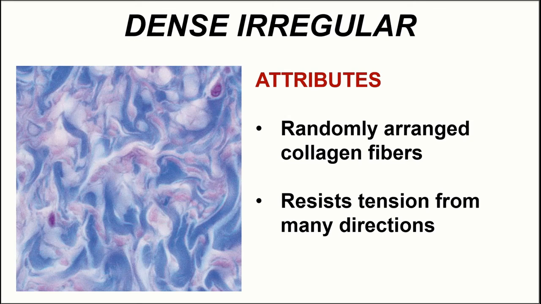Now, the main attributes of dense irregular connective tissue are that the primary fiber type is collagen, just like we saw in dense regular connective tissue. But these collagen fibers have a more random arrangement, which is why we give the name irregular to this tissue, because these collagen fibers are arranged more randomly. Now, the benefit of this random arrangement is that the tissue resists tension or pulling forces from many different directions because of the way that the fibers are arranged.